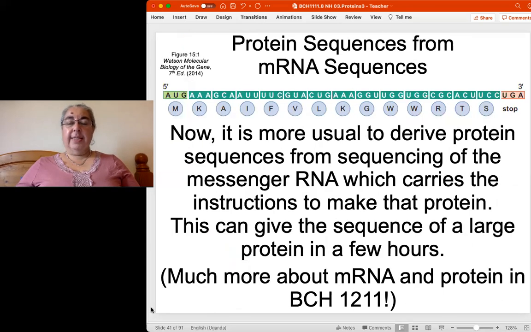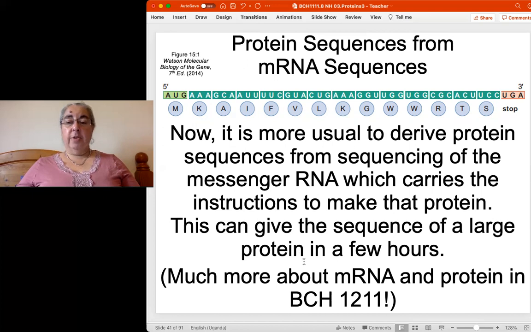However, it's now quite unusual to try to directly sequence a protein at all, because a more useful modern approach is to actually sequence messenger RNA, which carries the instructions to make that protein.